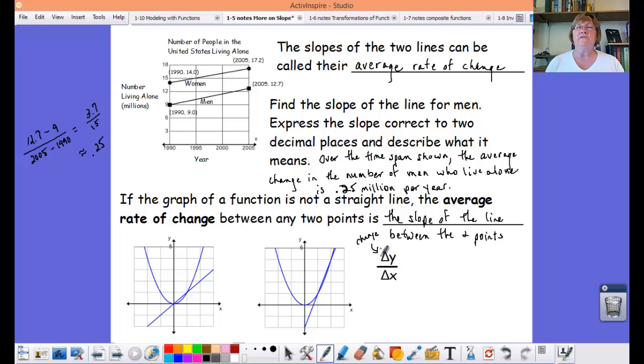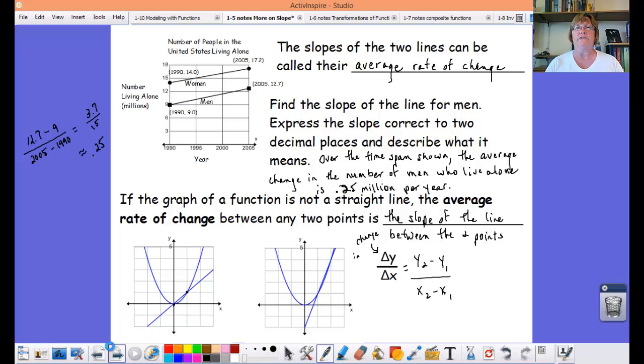And so if we want the average rate of change between, say, this point and this point on that curve, what we do is find the slope. That is, we take the difference in their y's divided by the difference in their x's. Now we're going to apply that in several different ways.